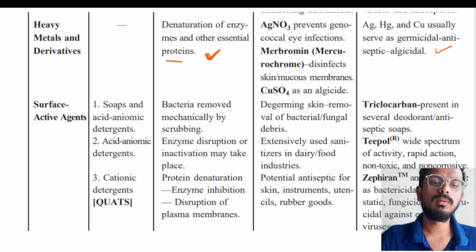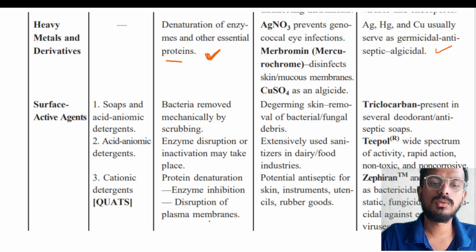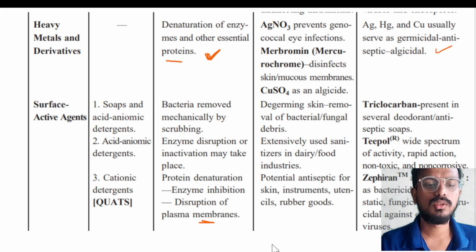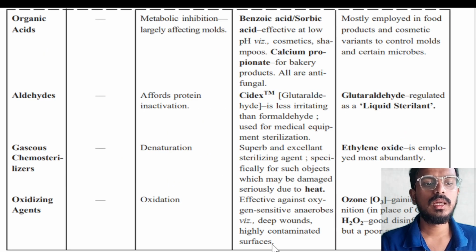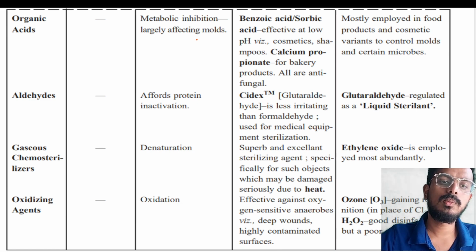That leads to enzyme disruption or inactivation. Protein denaturation, enzyme inhibition, and disruption of the plasma membrane can be seen. Triclocarban, Teepol, Zephiran, and Savlon are also used for these purposes. Next, we will talk about organic acids, which cause metabolic inhibition, largely affecting molds. Examples used are benzoic acid or sorbic acid.